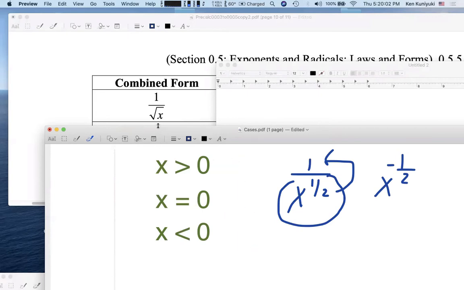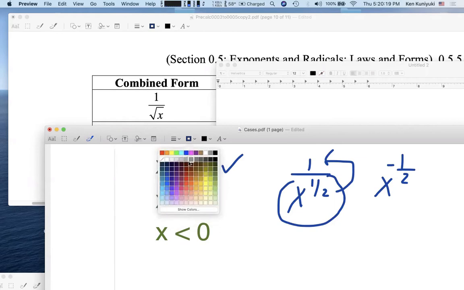Okay, well, let's look at these three cases. Can x take on these various values of x? Can x be positive? Sure. Not a problem there. Can x be 0? The square root of 0 is 0. The problem is that we'd be dividing by 0 in that case. So that, my friends, is no good.